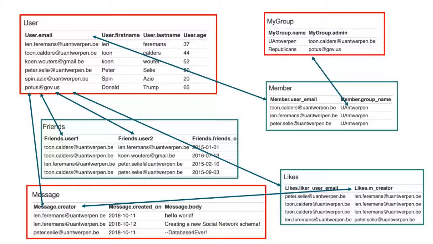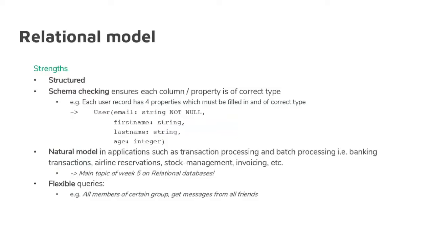And you have user 1 and user 2, and then you have a date on which they became friends, for example, by clicking the Add Friends button or something. Another relation is member. So you have your different groups, and then the member table stores a relation between user and group. So Len Veremans is part of the U Antwerpen group. And then finally, the third relation is likes. So if I create a message here, then you can see which users liked my message. And so that's an example, and we'll use that example for the exercises.